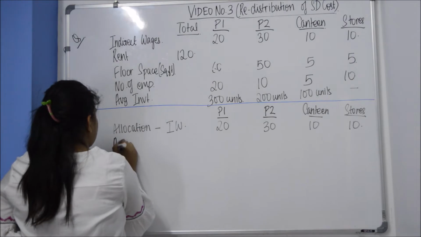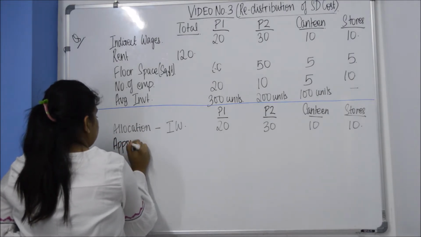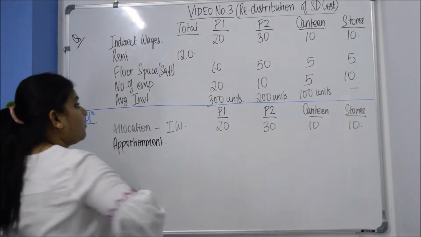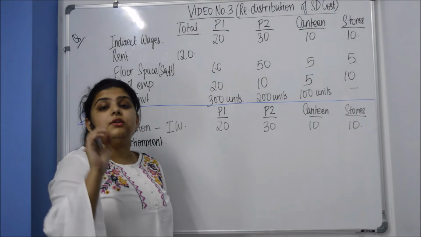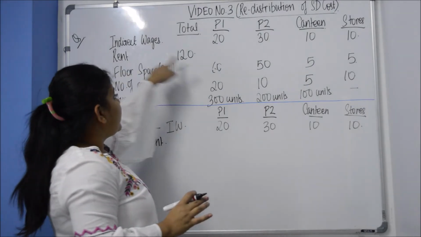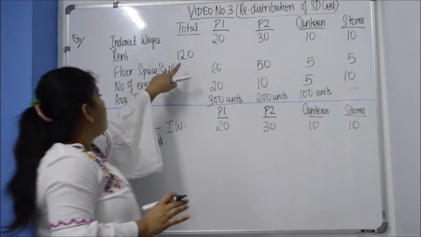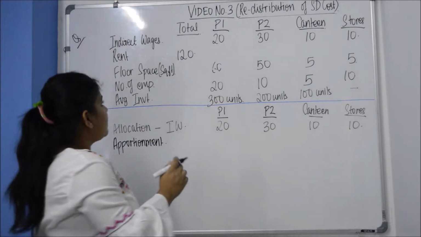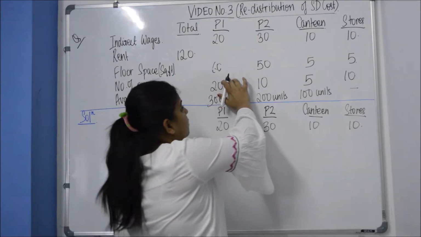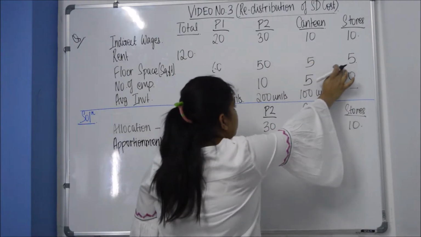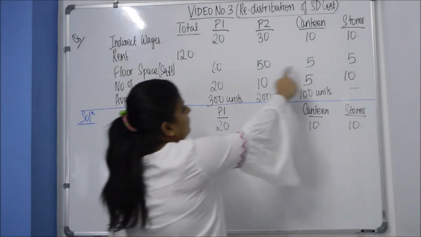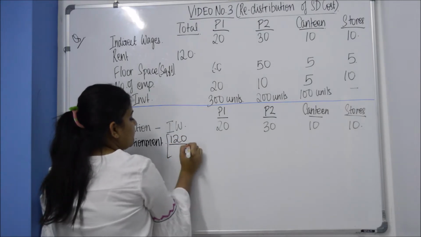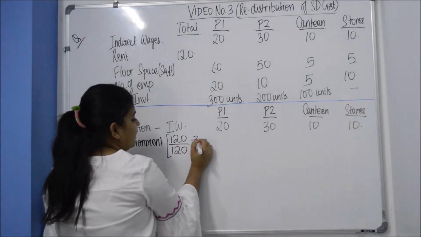After allocation, we have apportionment. What is apportionment? Apportionment is the distribution of cost for which we have to take a suitable basis. So we have rent of 120 which is not distributed. What base can we take? We can take the floor space as the base. So 120 of cost has to be distributed in the ratio of 60:50:5:5. So that is a total of 120. 120 divided by 120, that means rupees 1 per square feet.